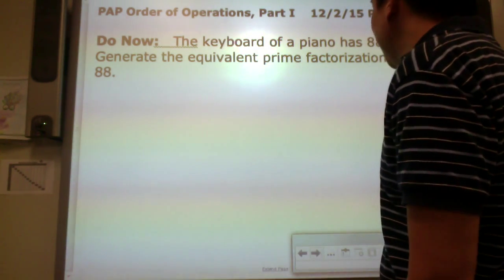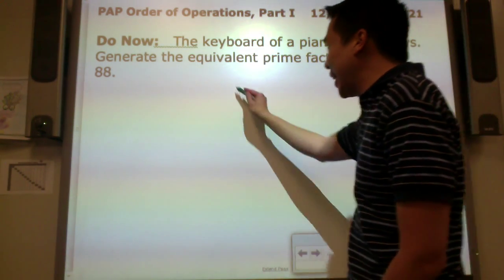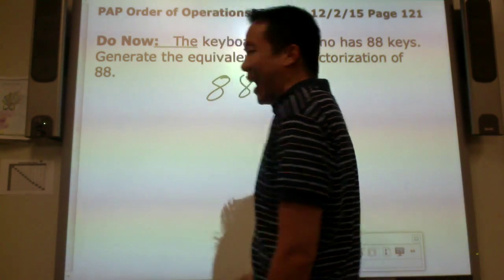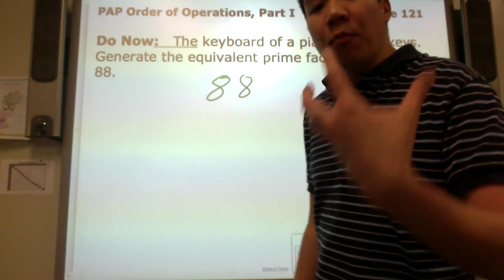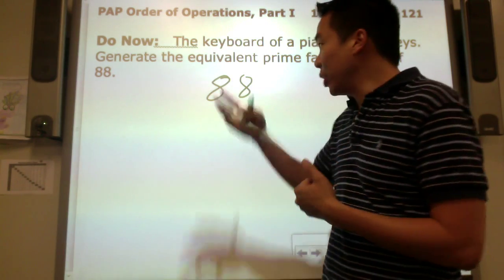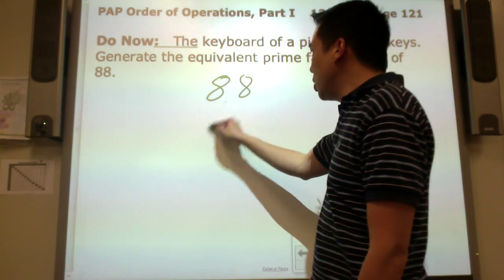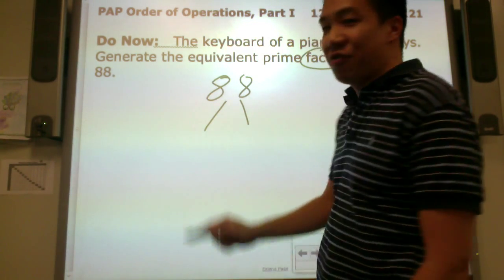The keyboard of a piano has 88 keys. Generate the equivalent prime factorization of 88. How can you rewrite 88 using different factors or different multiplication numbers that you multiply together? Factors that you multiply together will equal 88. So I'm going to make a factor tree because it's a prime factorization factor tree.